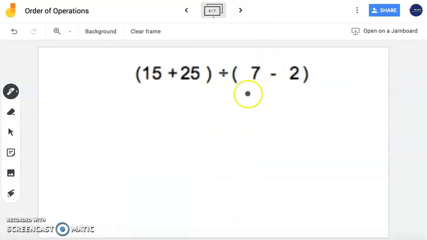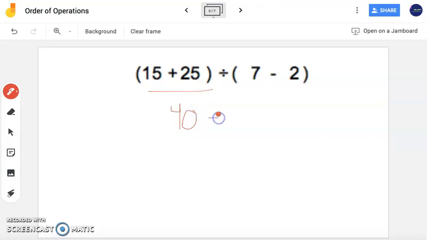In this problem here, we have parentheses, parentheses, division. There's a lot happening. Now, I always do parentheses first, just parentheses. Inside here, I have 25 plus 15, which just happens to be 40.